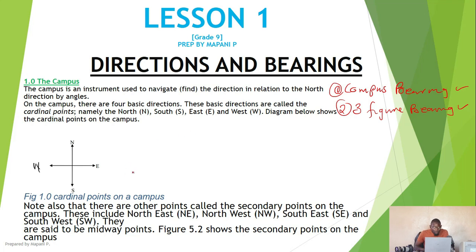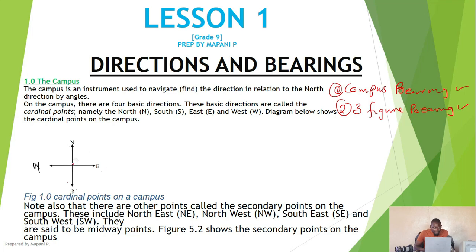So there are 4 basic directions, and these directions are called cardinal points. We have the north, the east, the south, and the west. As you can see in this diagram that I've put here, these are called cardinal points. Just important points.